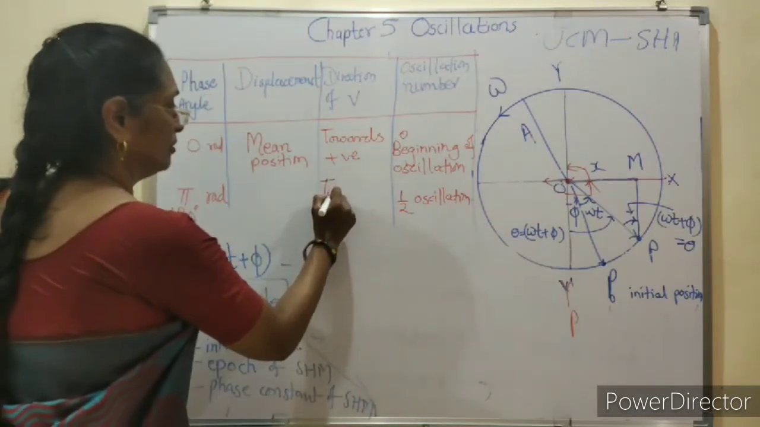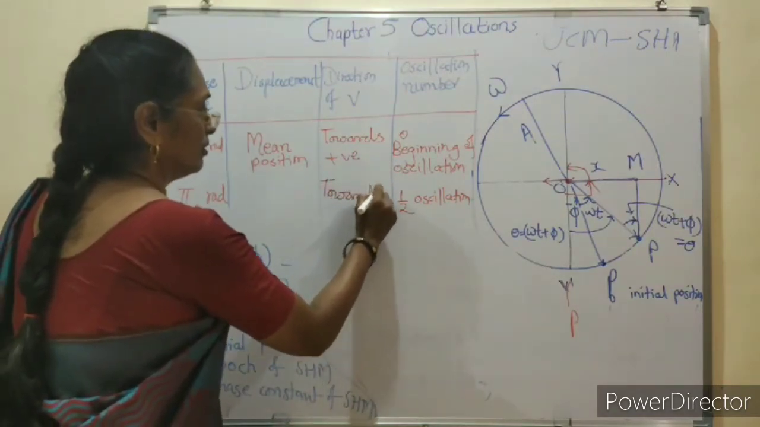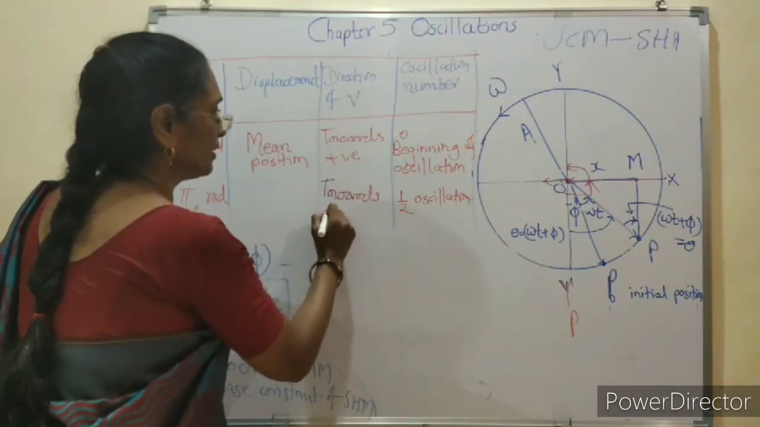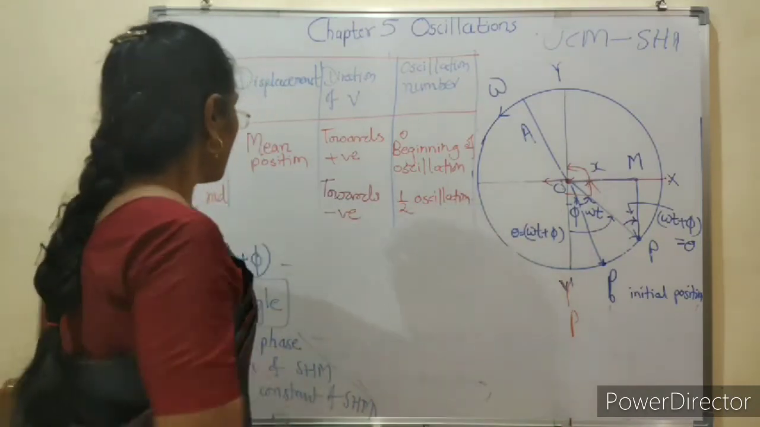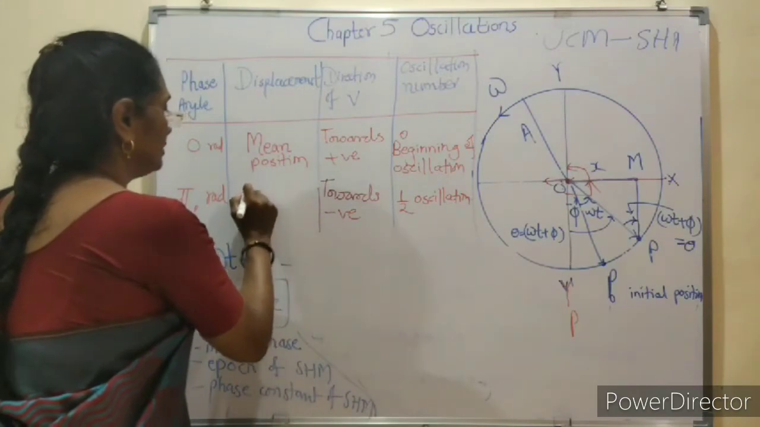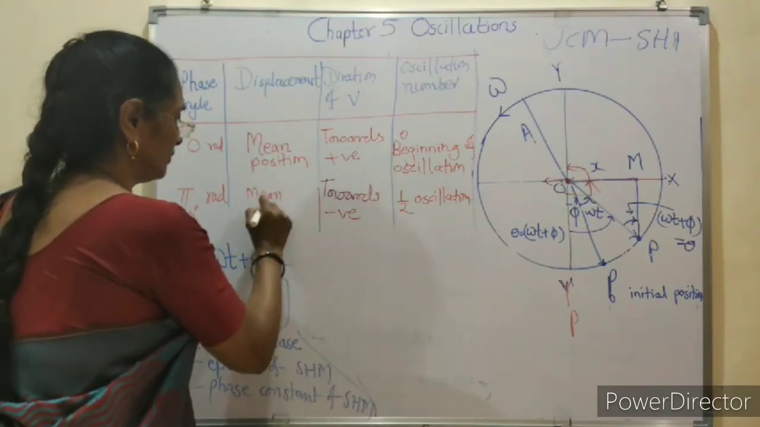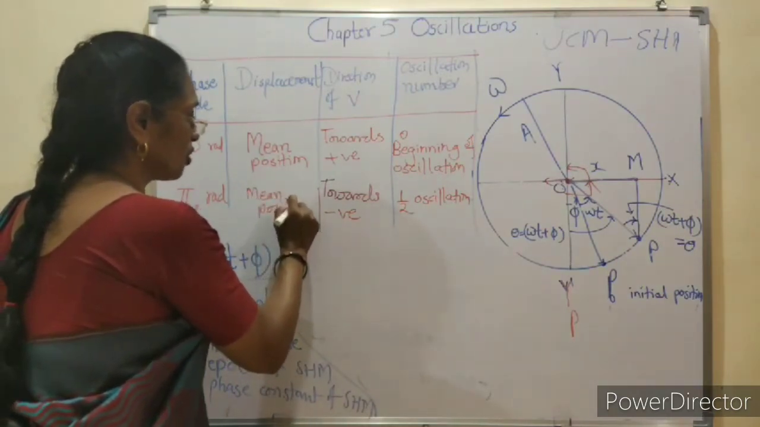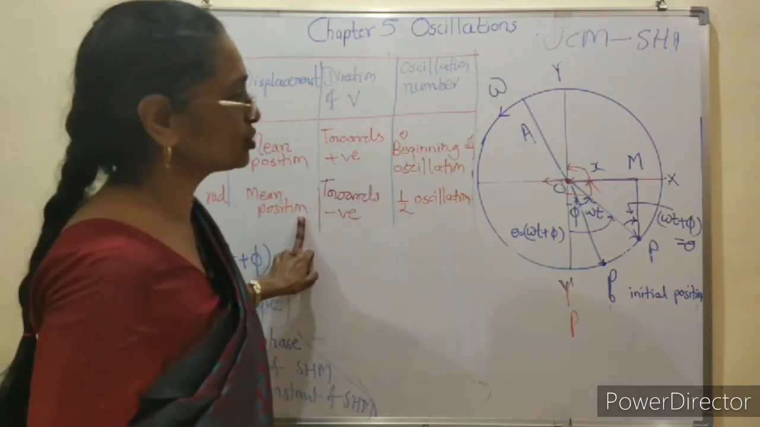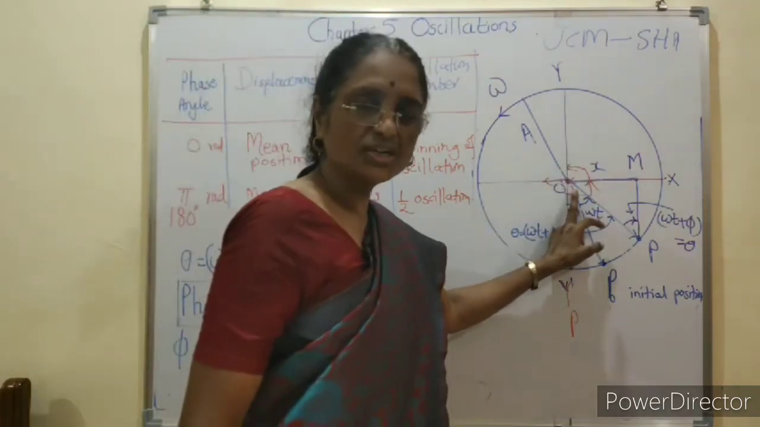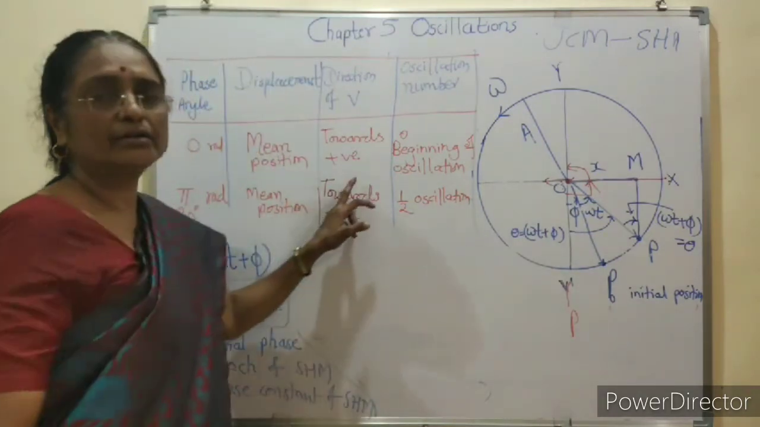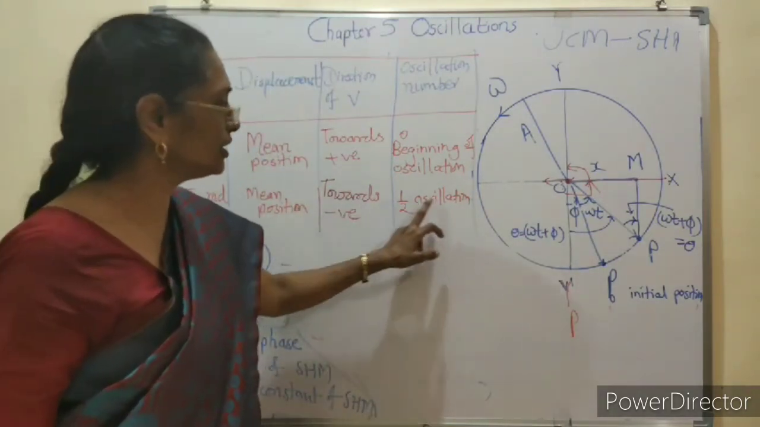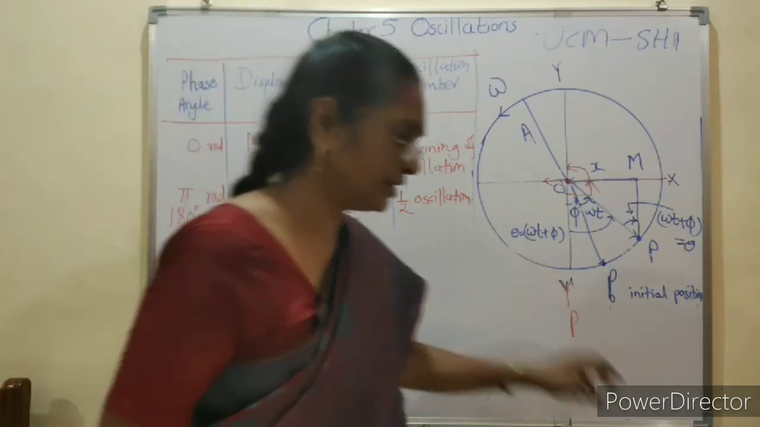So for the velocity we can write its direction is towards negative and the particle is at mean position. But its motion is not stopped there. At that instant we can say that the particle is at mean position and direction of velocity is towards negative, half oscillation is completed.